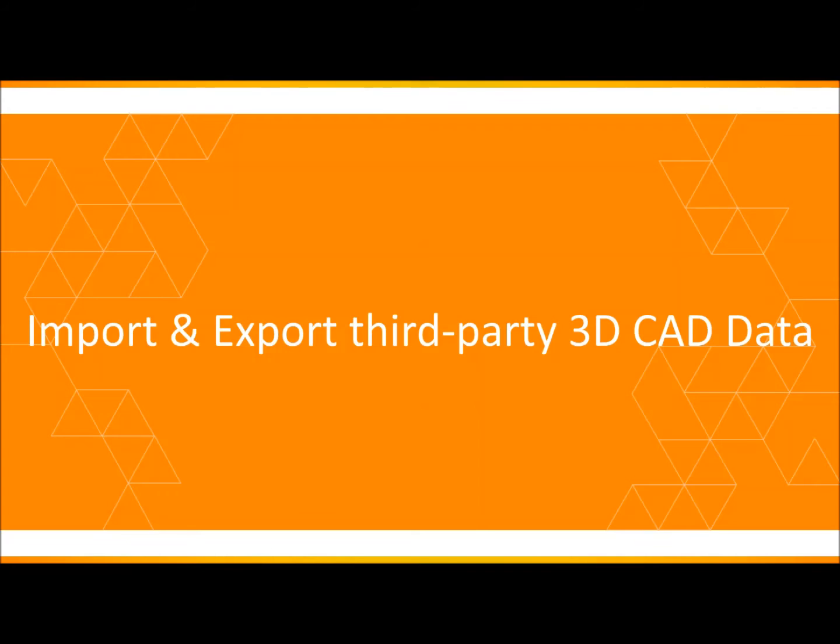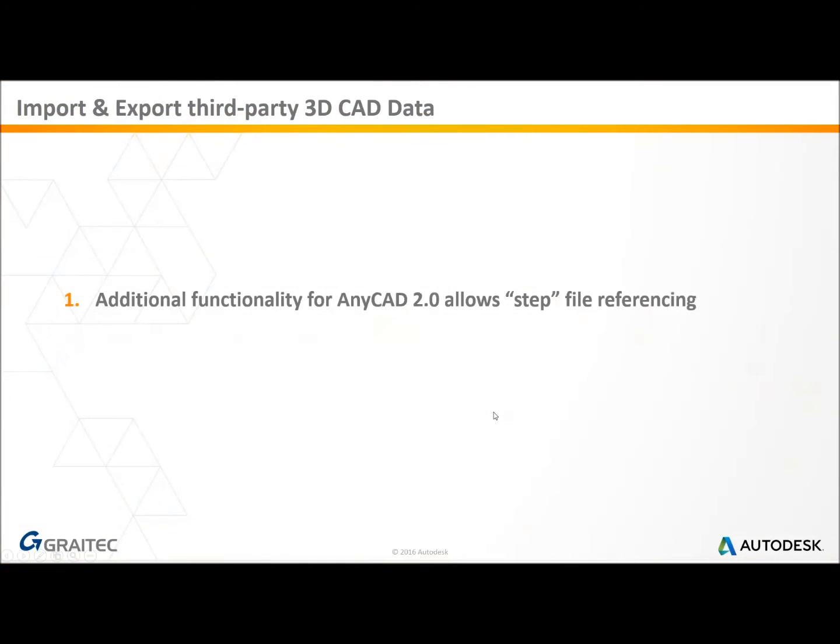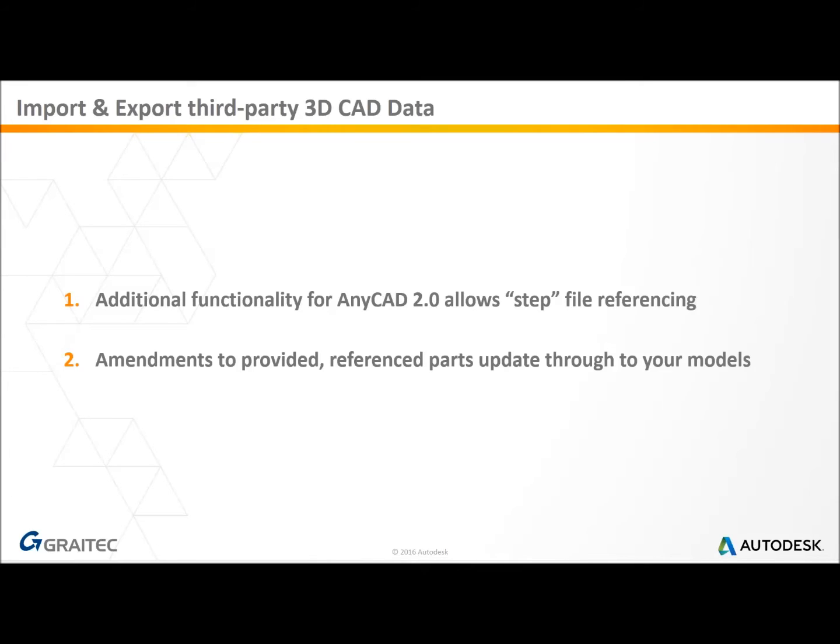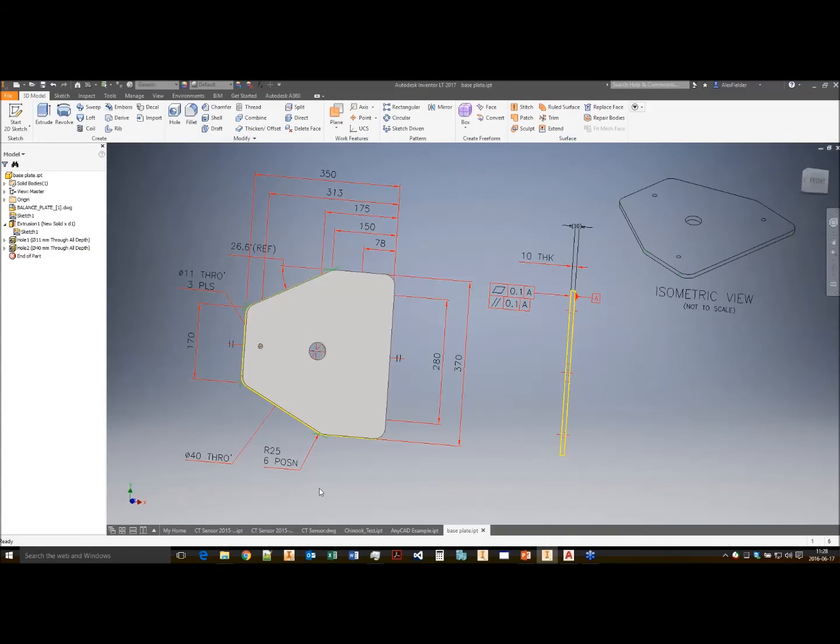So much like the DWG Underlay functionality just discussed, if the customer sends you an updated step file, Inventor can see there's been a change and will prompt you to update accordingly. So that's the slide for that. The additional functionality is the step file referencing, and then amendments to provided reference parts update through to your model. So let's pop into an example of that.